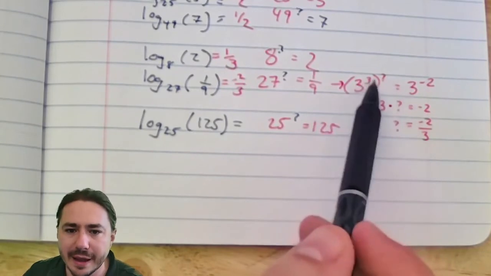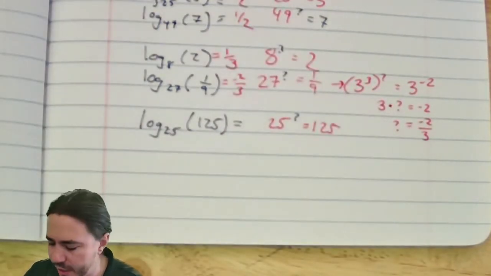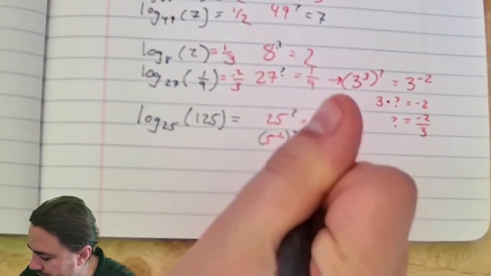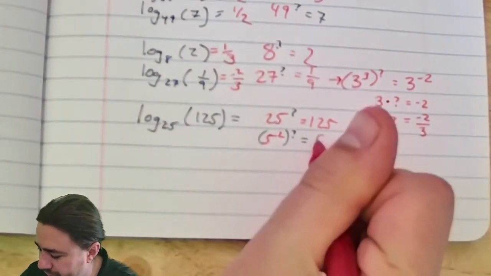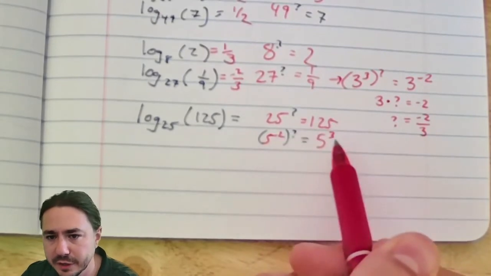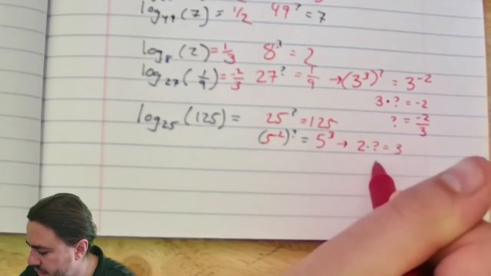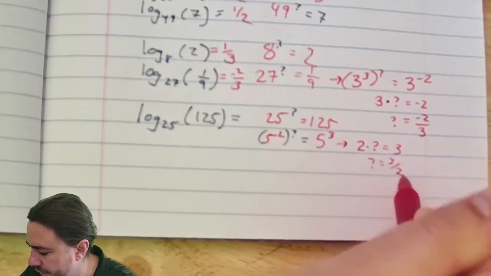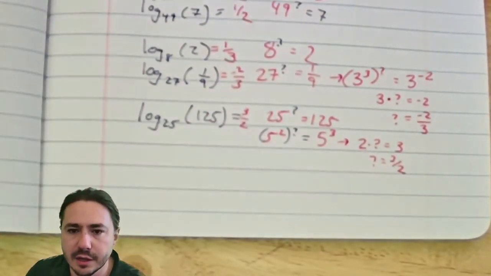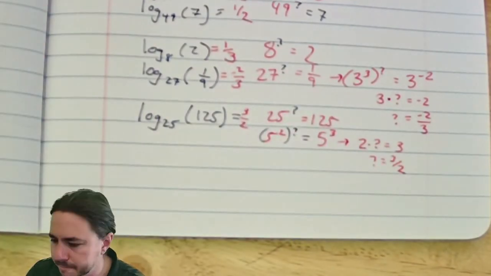You can think about it kind of like we did this one over here. You say, okay, well, 25 is actually 5 squared. 5 squared to some power is going to be the same as 5 cubed, which is 125. So 2 times something is 3, right? That something has got to be 3/2.